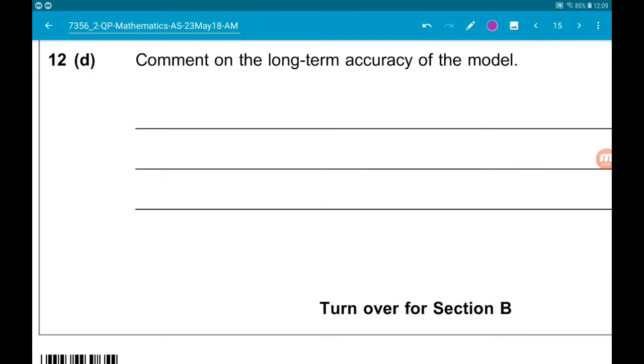Okay, and then the final part wants us to comment on the long-term accuracy of the model. So, by the model, the number of trees is going to keep increasing. In reality, there are not an infinite number of trees in the forest, so eventually all the trees are going to be affected, which means then the model is no longer valid. So, say something like that, and you'll be fine.